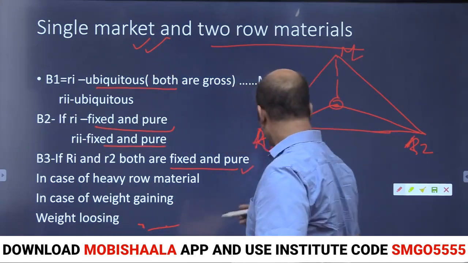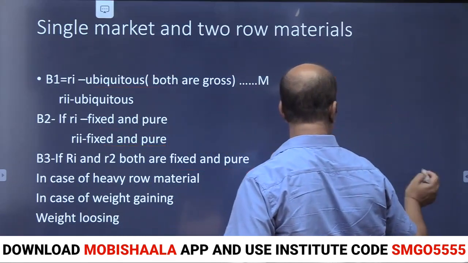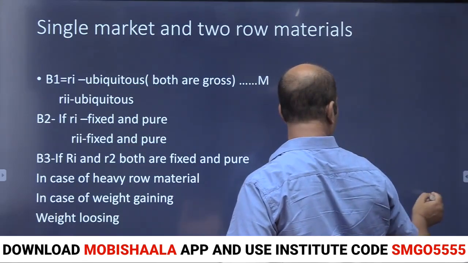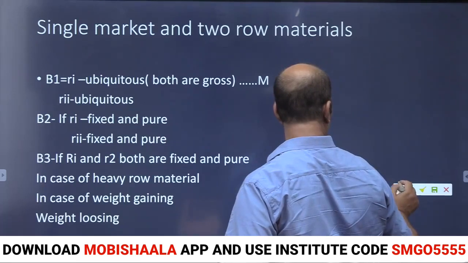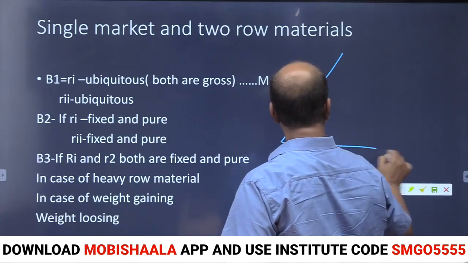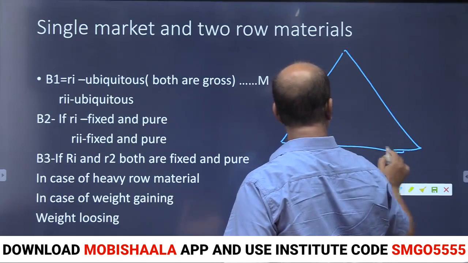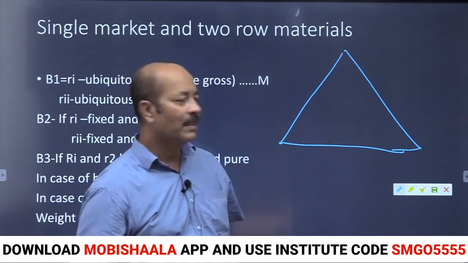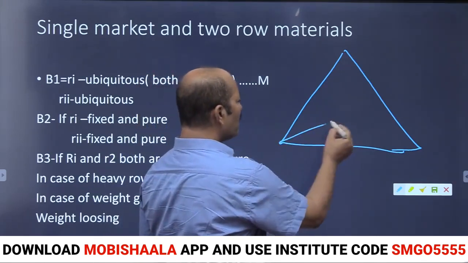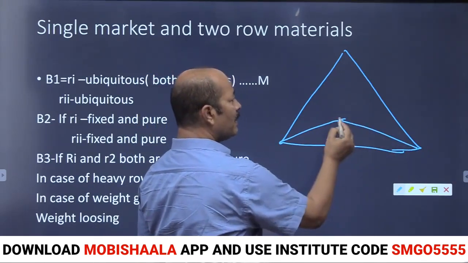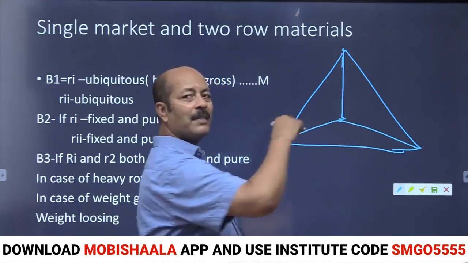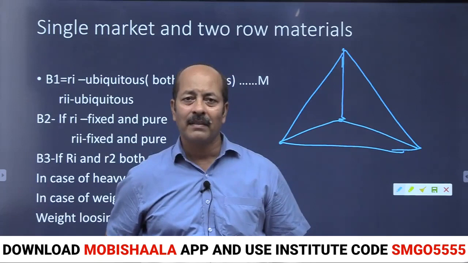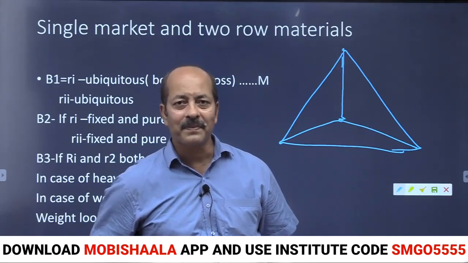Second thing, you can change the diagrams. Suppose you have this type of triangle. We are talking about a weight losing raw material. There are two different raw materials and those are weight losing. Then it will be away from the market area but in the center of the triangle, the lower center of the triangle, like sugarcane industries you have or different this type of weight losing industries.